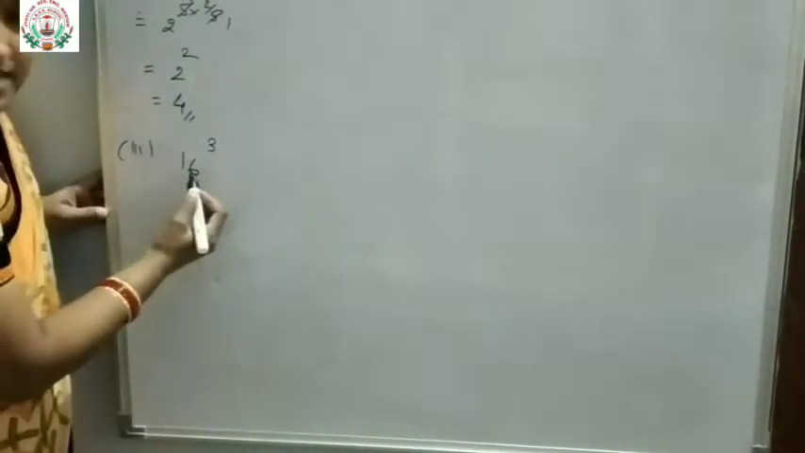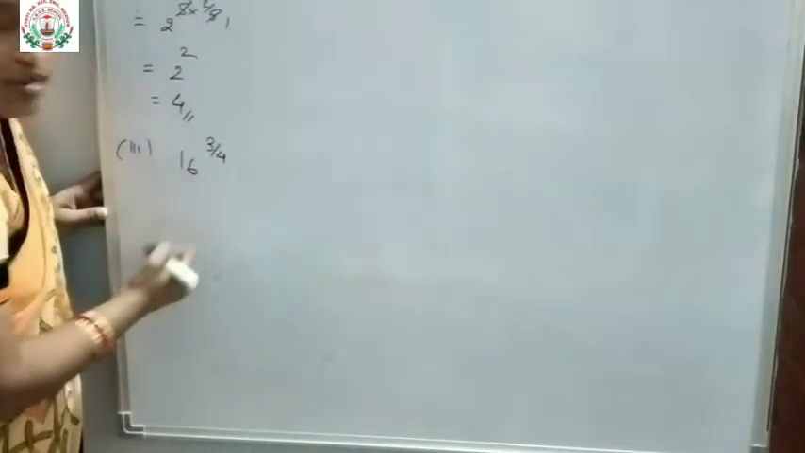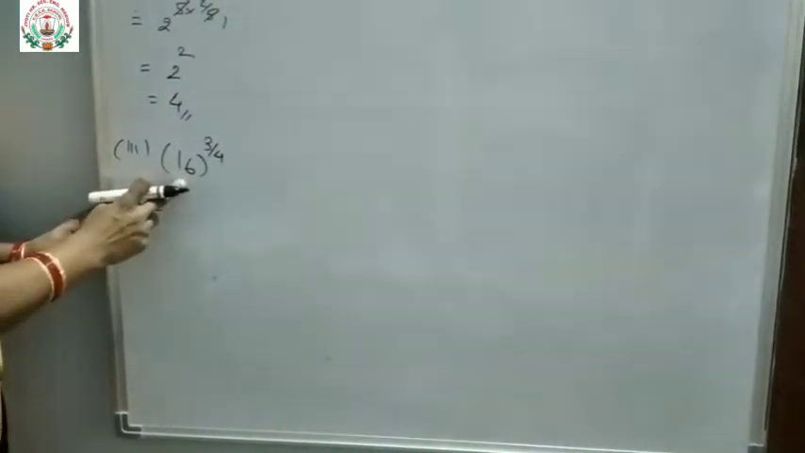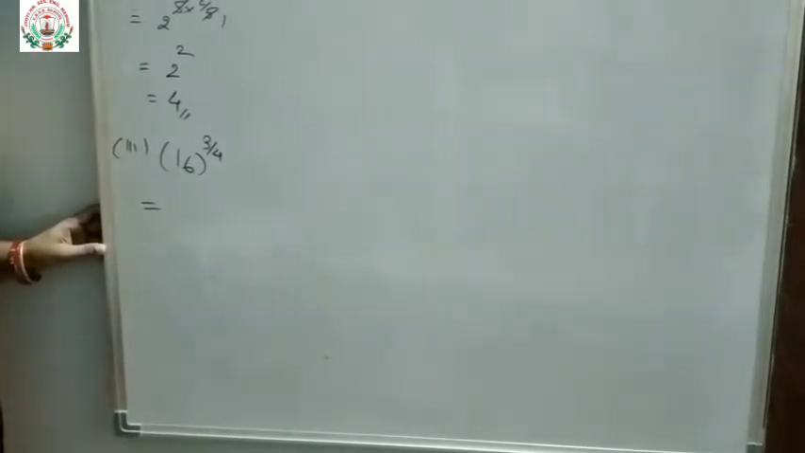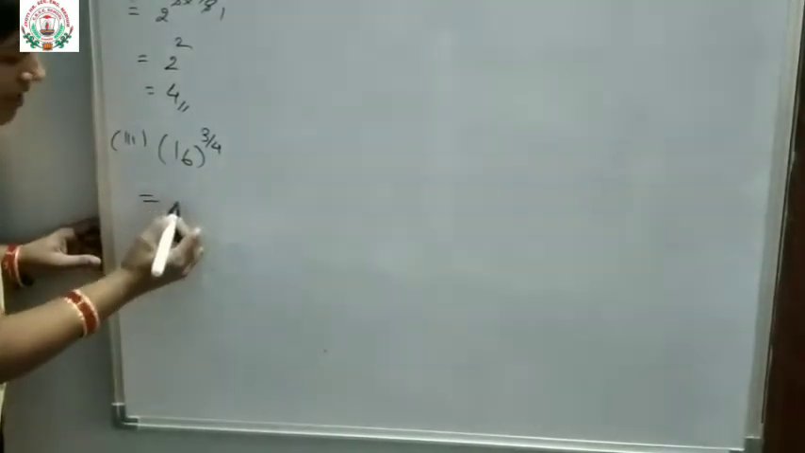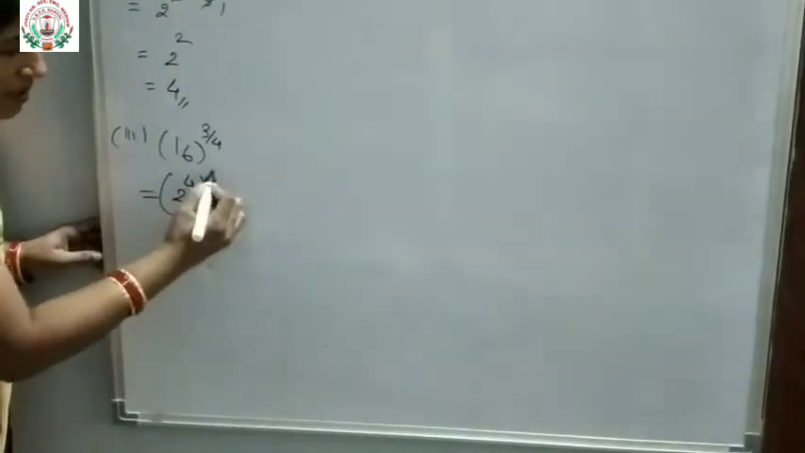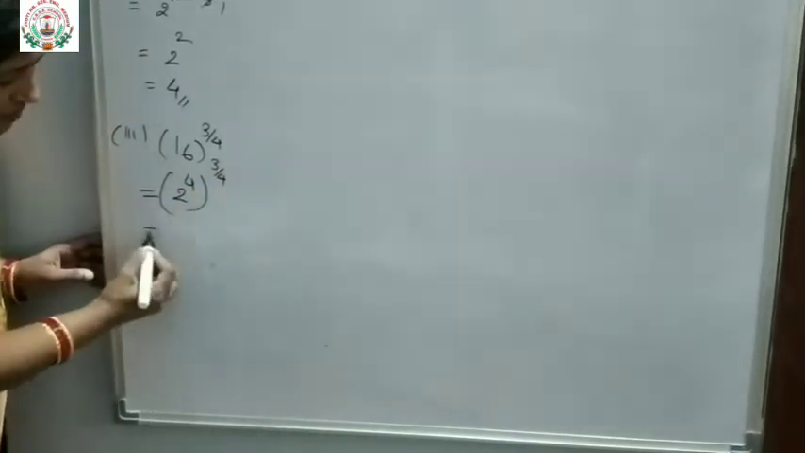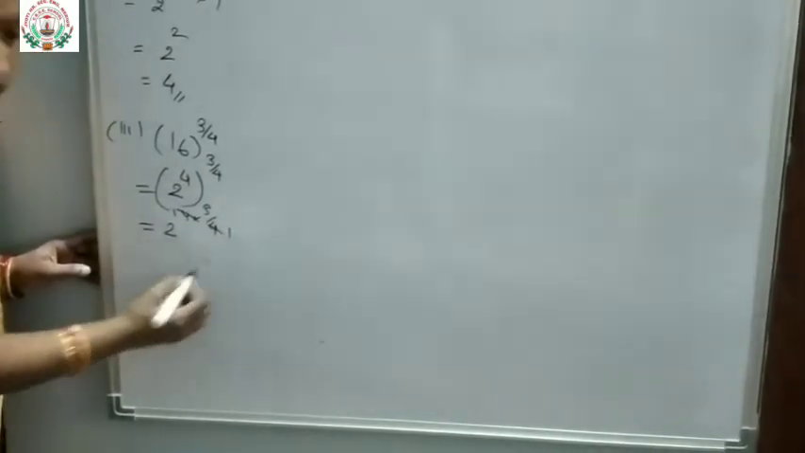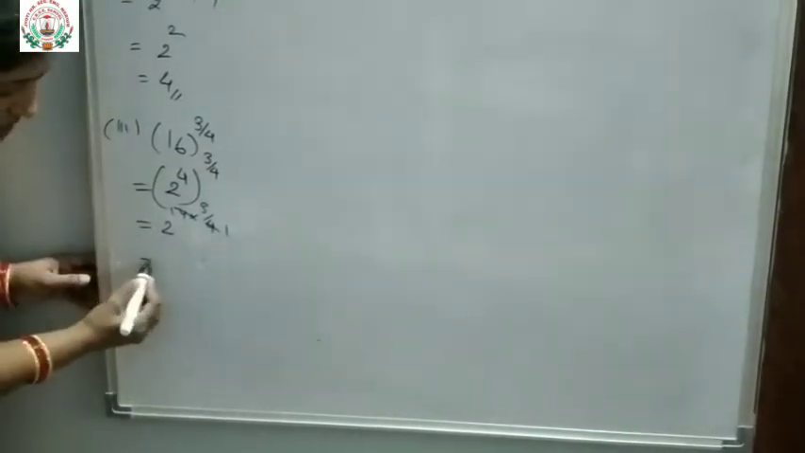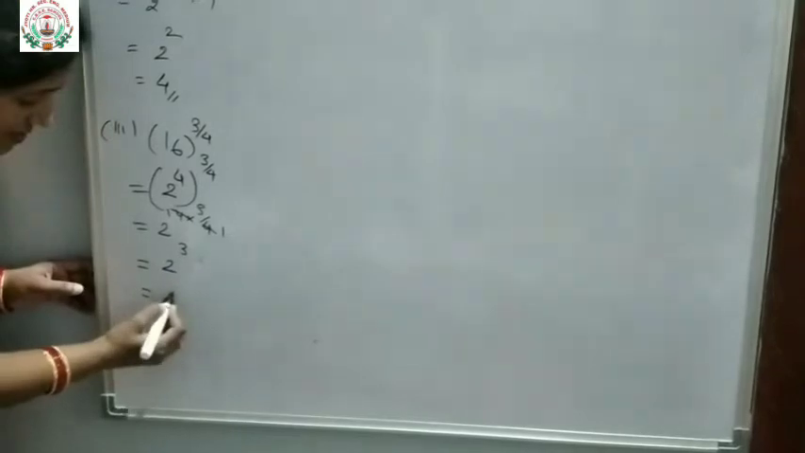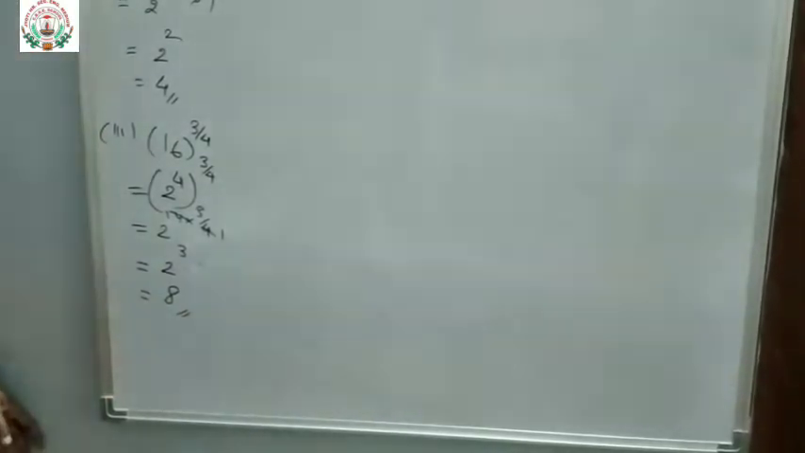The next question is 16 to the power 3 upon 4. Now I know that 16 is 2 multiplied 4 times, meaning 2 to the power 4 will be 16. So in place of 16 I can write 2 to the power 4 whole to the power 3 upon 4, which will be 2 to the power 4 into 3 upon 4. Both are divisible by the 4 table, so cancel it out. Then 2 to the power 3 will be 8. So 8 will be the answer.